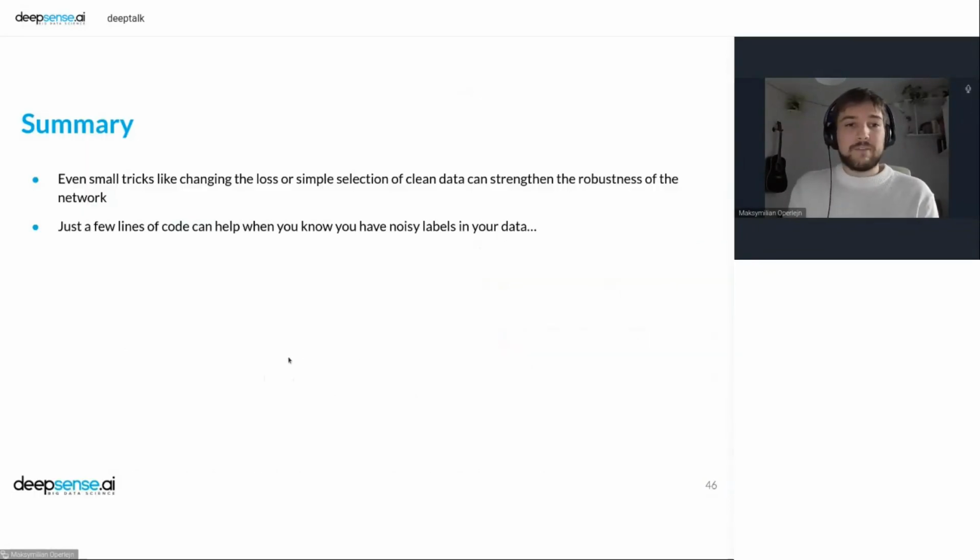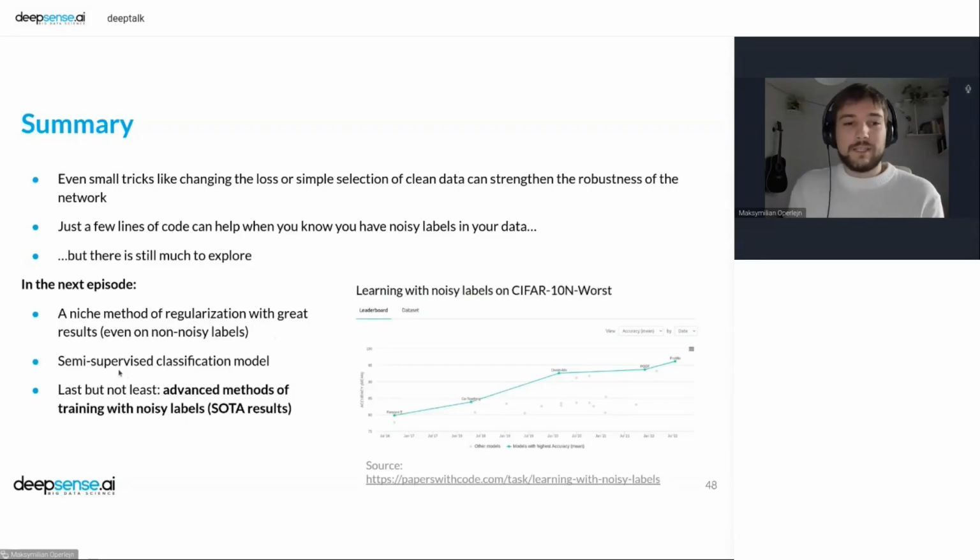So, summary. Even small tricks like changing the loss or simple selection of clean data can strengthen the robustness of the network. In just a few lines of code, we can handle the fact that we have noisy labels in our data. But there is still much to explore. In the next part of the tutorial, I will introduce a niche method of regularization with great results. It can also be used for non-noisy labels, and it's not popular yet, but I believe in a few years it will be much more popular because it works great.